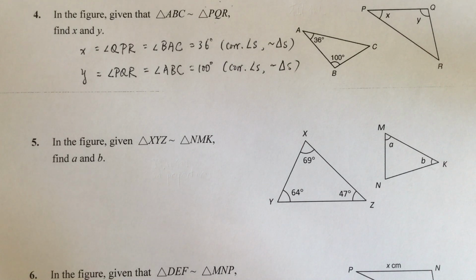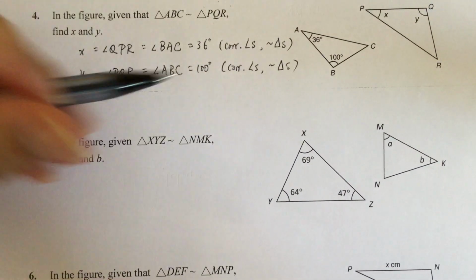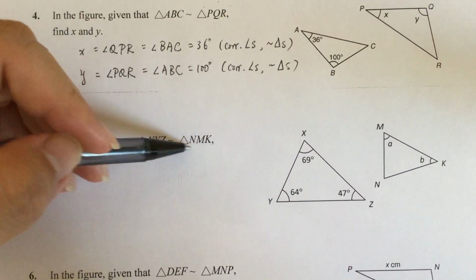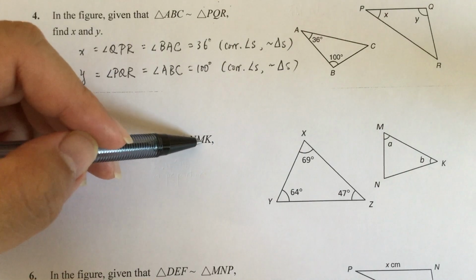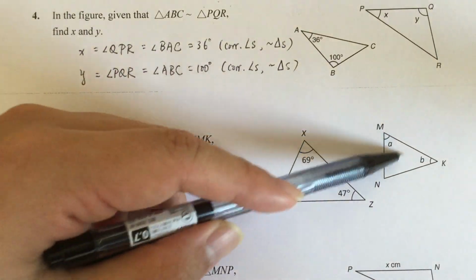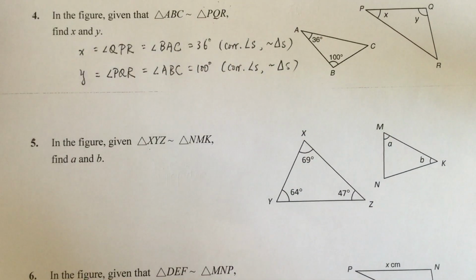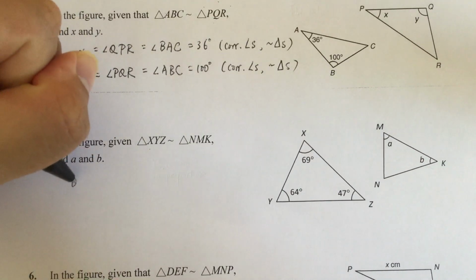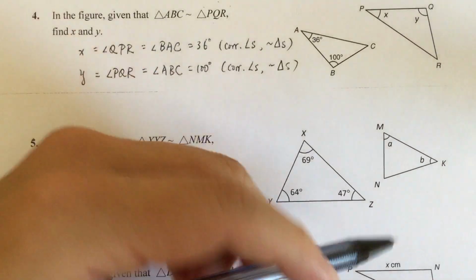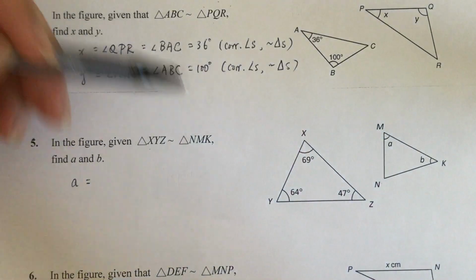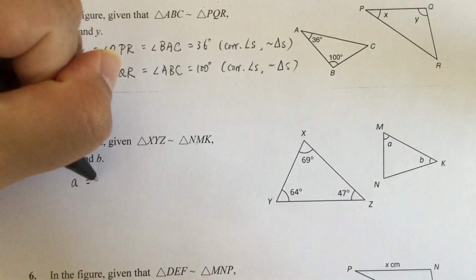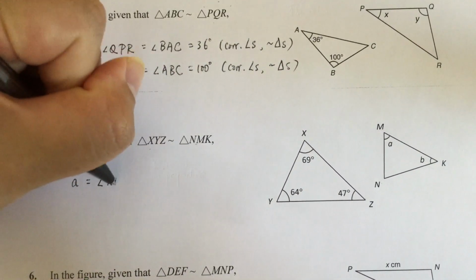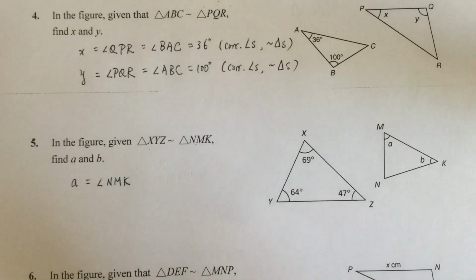Okay, now if you cannot finish, just pause the video. Now we're going to find out question 5, the triangle XYZ is similar to triangle NMK. So let's look at unknown A first. We're going to find out A and B. So one by one. A, you will see this one is angle NMK, so it's directly equal to this.